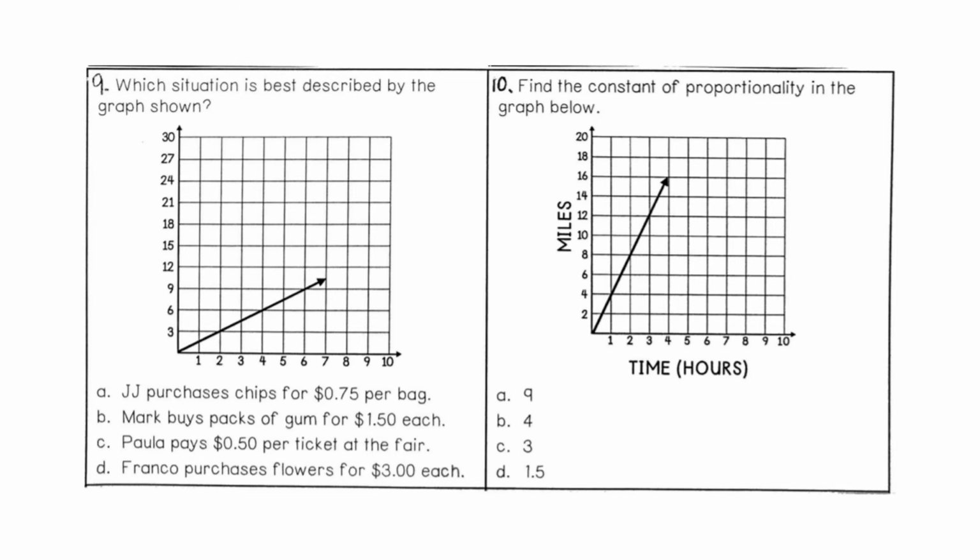Number 9. Which statement is best described by the graph shown? A, JJ purchased chips for 75 cents per bag. B, Mark buys packs of gum for $1.50 each. C, Paula pays 50 cents per ticket at the fair. D, Franco purchases flowers for $3 each. Number 10, find the constant of proportionality in the graph below.